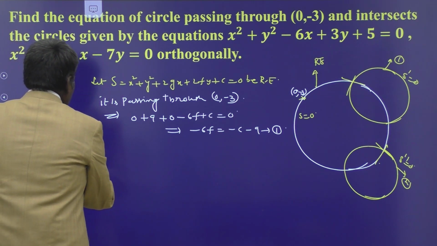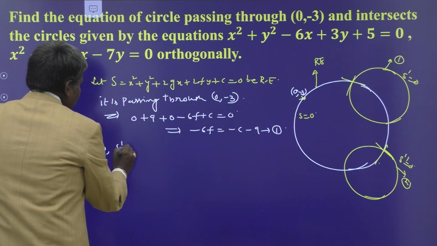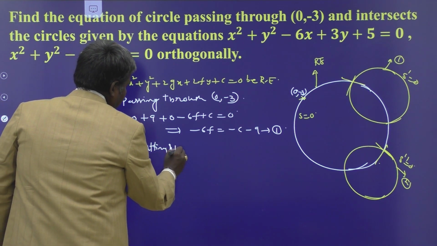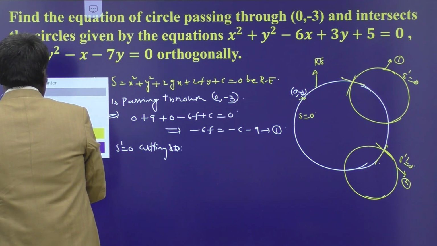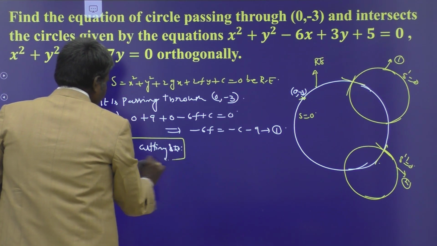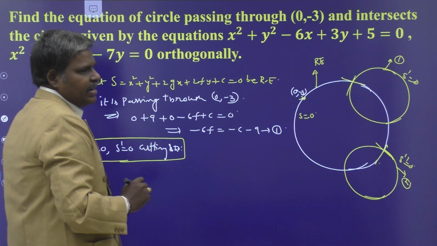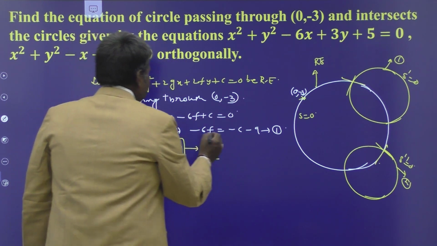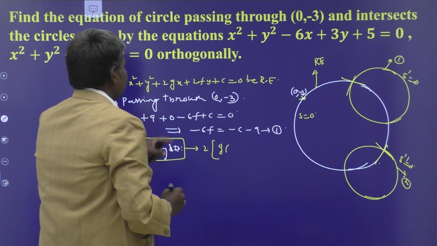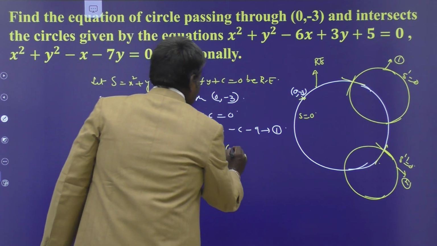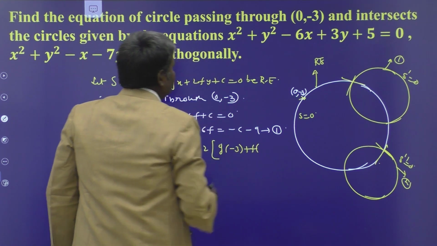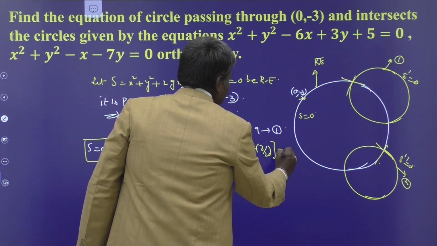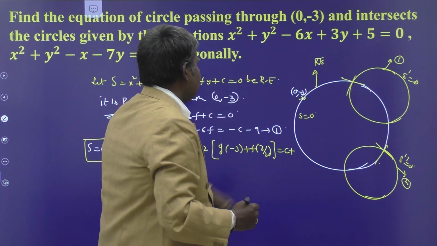Now S equal to 0, S dash is equal to 0, cutting orthogonally. We have to apply the condition that 2 times of GG dash plus FF dash is equal to C plus C dash. That is 2 times of G into G dash, what is G dash? Minus 3. Plus F into F dash, what is F dash now? 3 by 2. Is equals to C plus C dash. What is C dash? 5.